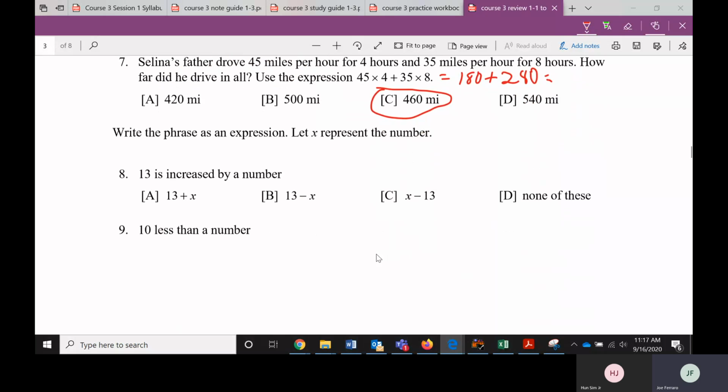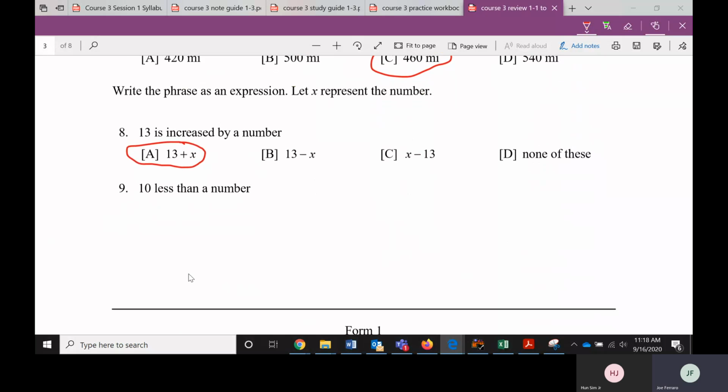Okay, number 8, write the phrase as an expression. Let X represent the number. It says 13 is increased by a number. So they gave you a chart in your packet that gave these keywords. Some of these will be easy to find. Some of them are a little trickier, but this one, 13 increased, that's an adding one. So 13 increased by a number is that.